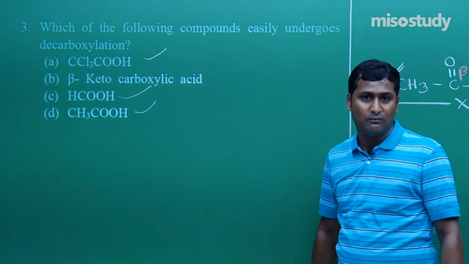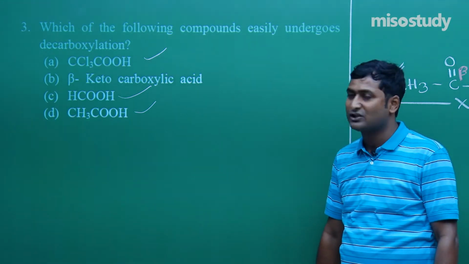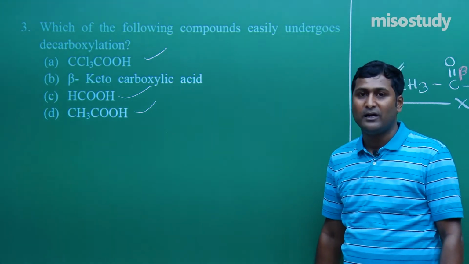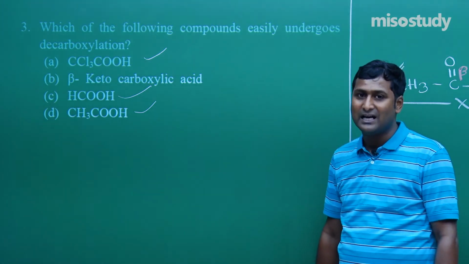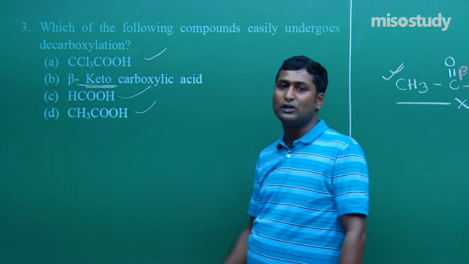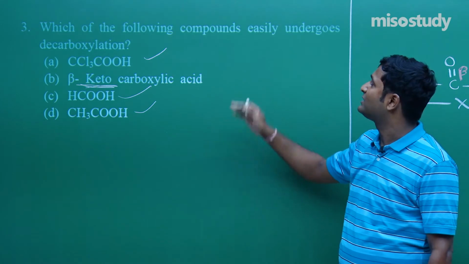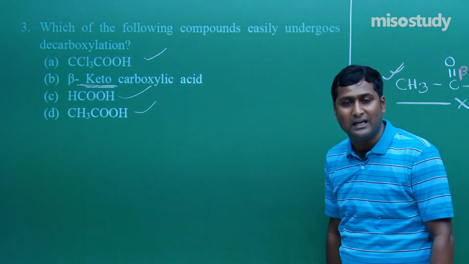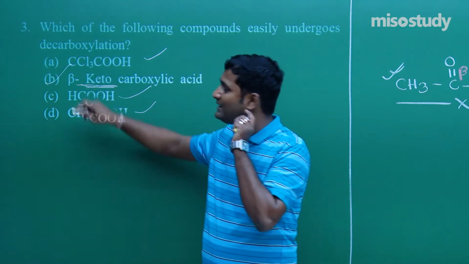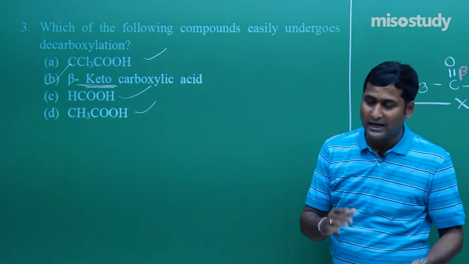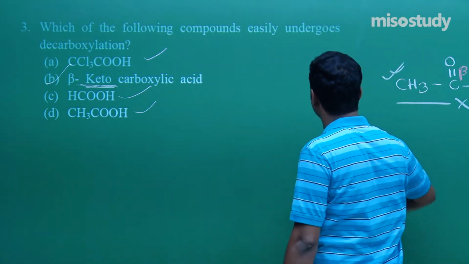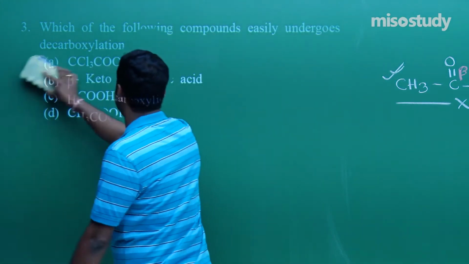If there is an involvement of the minus I effect, the acidic nature increases. But if there is an involvement of the plus I effect, then the acidic nature decreases. And this one is beta keto. Due to the presence of the keto group, decarboxylation takes place very easily. So for this question, we can say B is the correct option. Clear? Now friend, I'm going to rub this part and we'll discuss the next question. Wait for a moment.